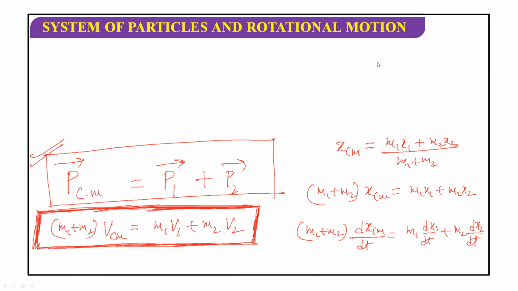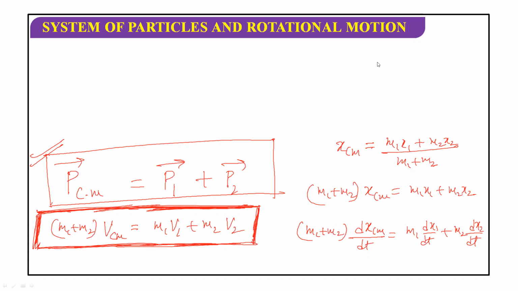Now related to this, there is one good question. Suppose there are two objects and they are moving. Can we say that the center of mass can be at rest? If M1 and M2 are moving, but the center of mass is at rest, will it be possible in any scenario?